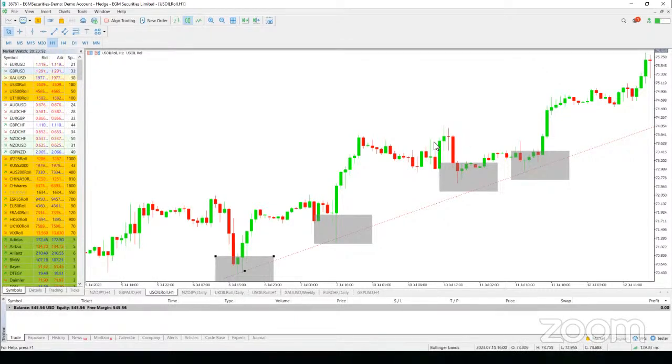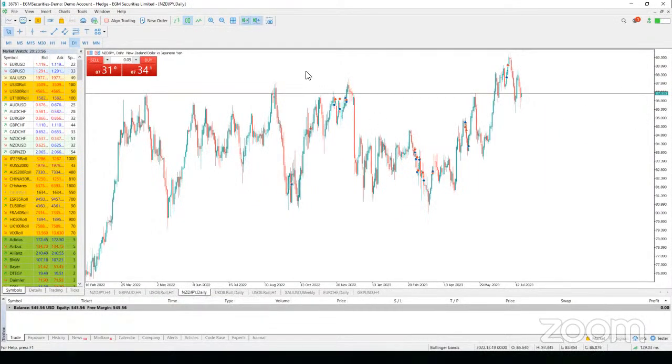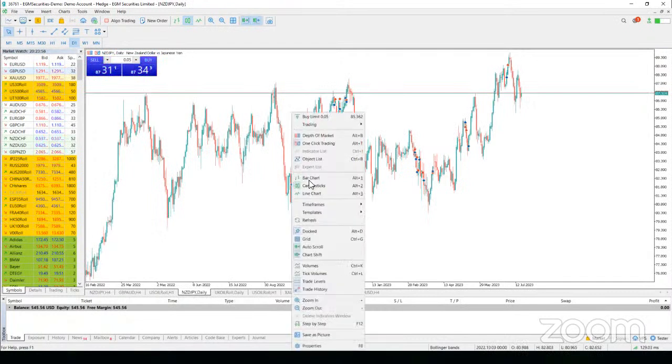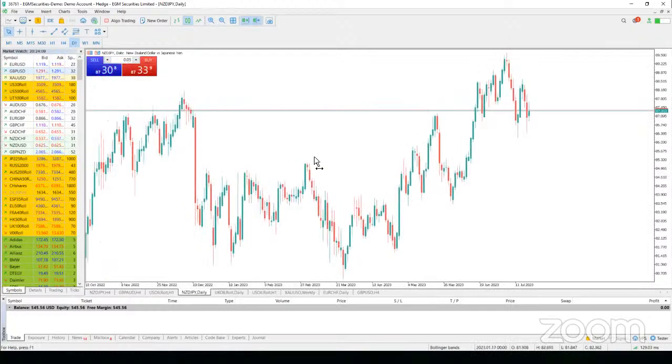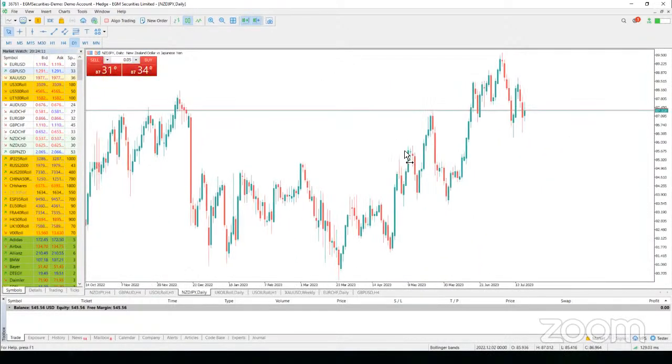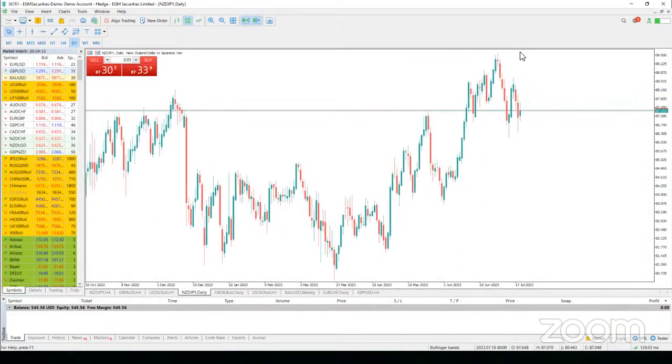So let's go ahead and look for more examples on the New Zealand yen. That approach can be applied on any instrument, so long as you practice the technique enough to get good setups. This is on daily. Let us look at this range.